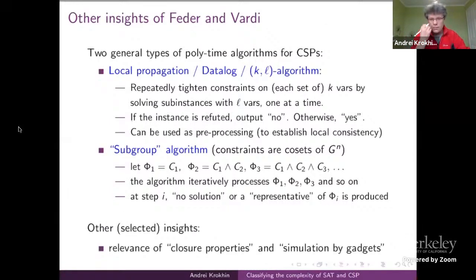So this is roughly how it goes. Let me briefly mention some other selected insights from this paper of Feder and Vardi. They observed that some closure properties seem to be somehow relevant to tractability of CSPs. They didn't make it very precise or take it very far. They just observed that there seems to be something going on in this direction. And also simulation by gadgets is somehow relevant.